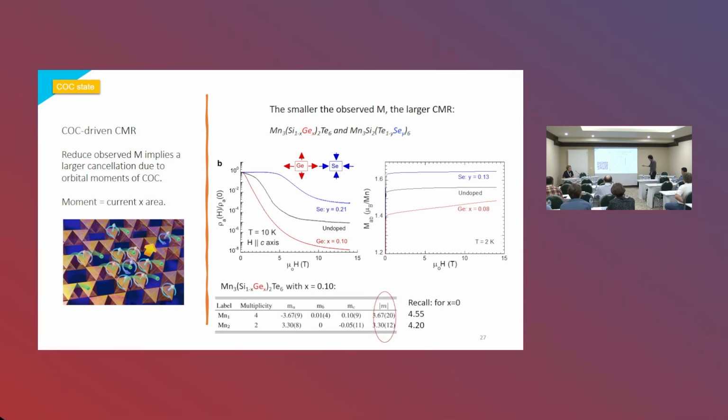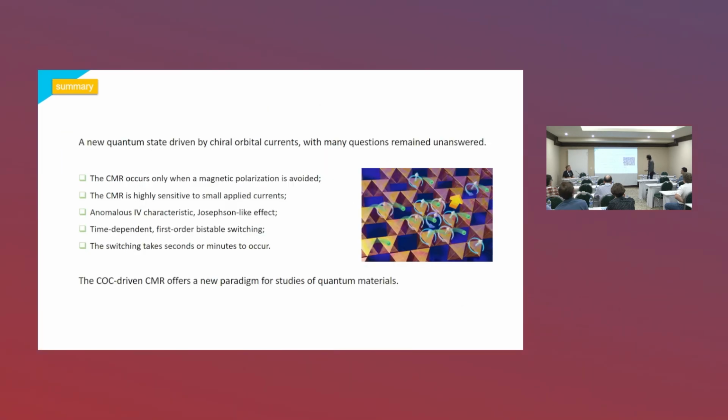I know I have run out of my time. This is a little detail: the moment is much smaller now, which is an indication there is a stronger cancellation of the observed moment due to the C-axis orbital moment. So I will leave this here.